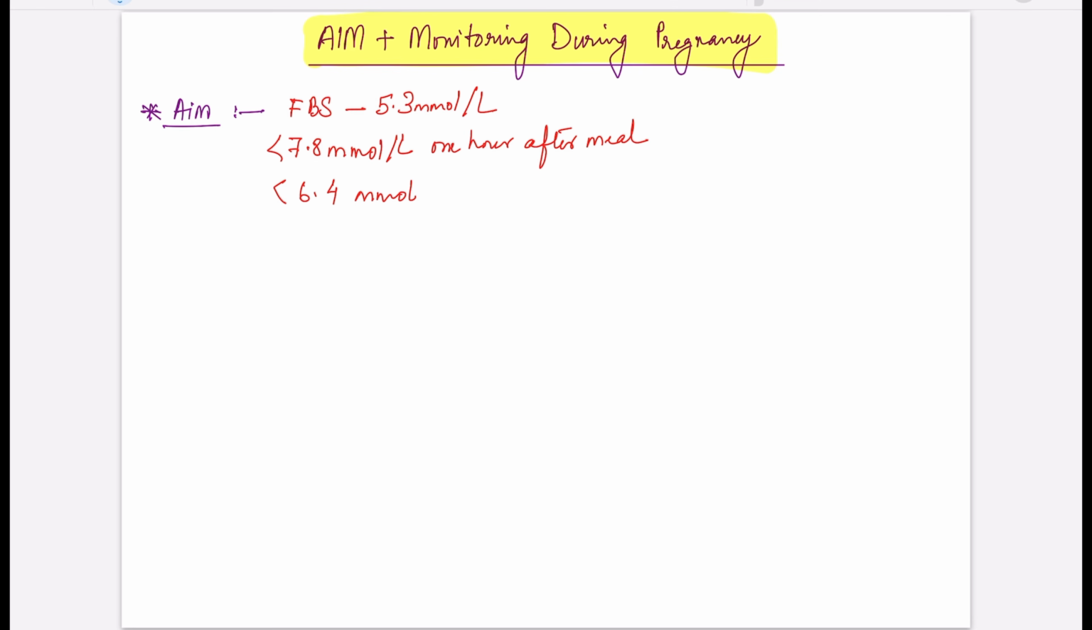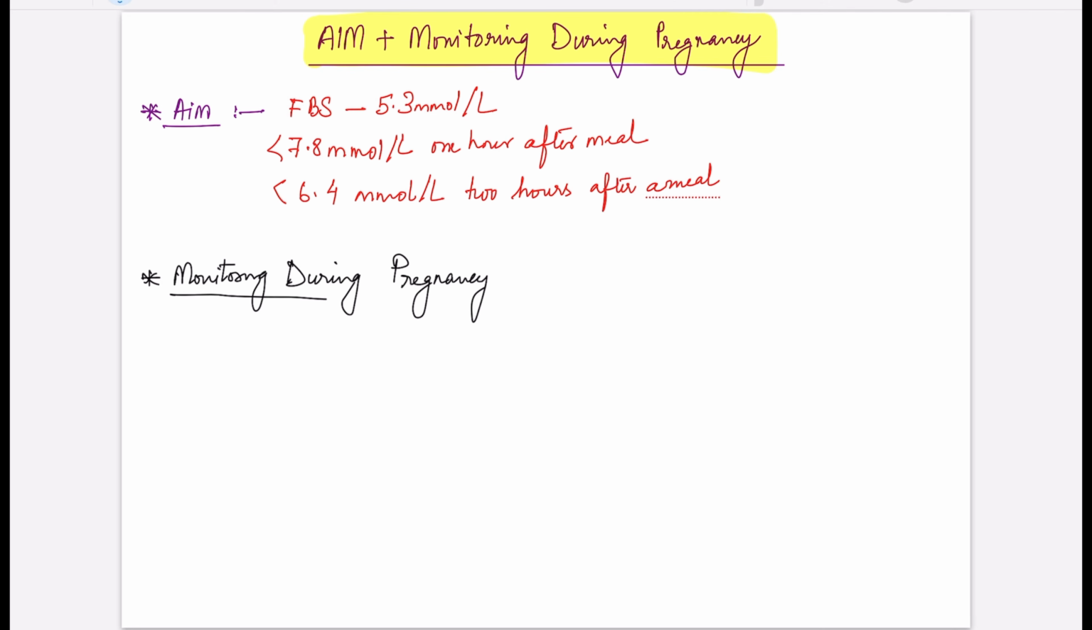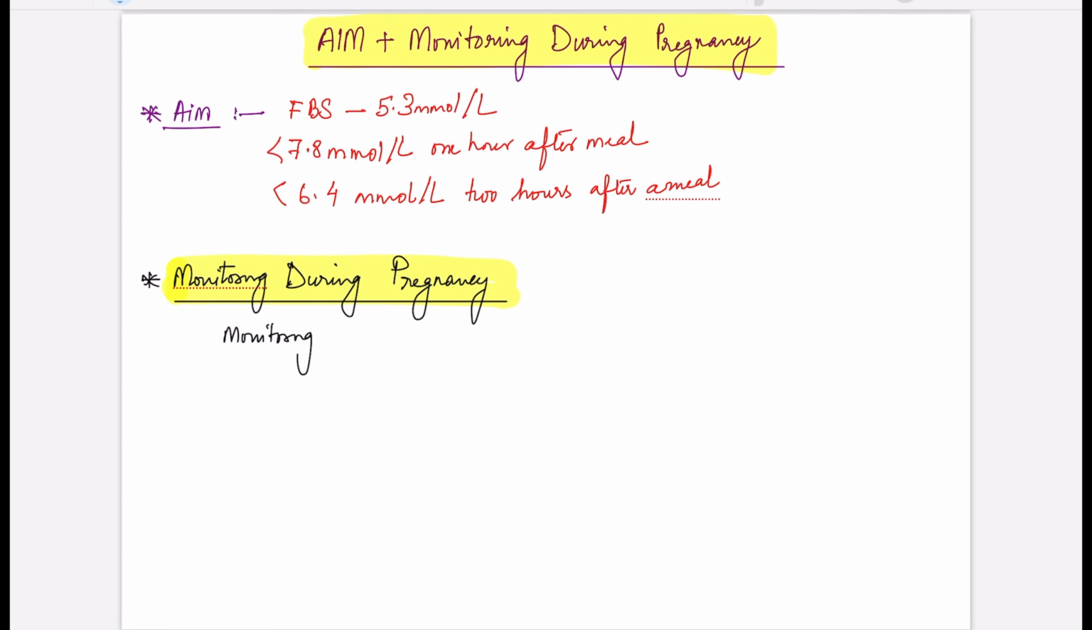Now let us focus on the aim and the monitoring that is required during pregnancy. Remember, our aim during pregnancy is to achieve a fasting blood sugar of 5.3 millimole per liter or less than 7.8 millimole per liter 1 hour after meal, or less than 6.4 millimole 2 hours after meal. As far as the monitoring during pregnancy is concerned, we have some tool and we need to understand the goal.